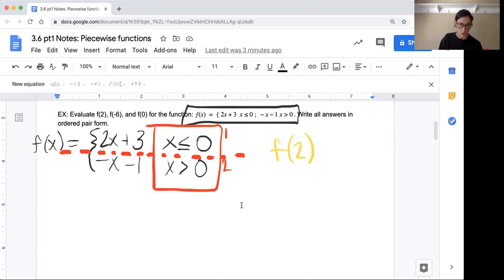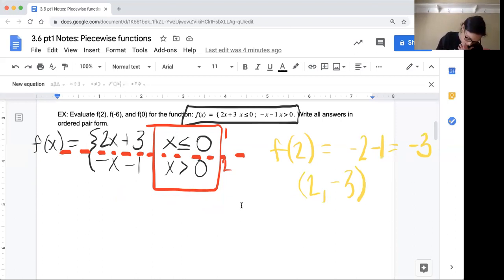So if we're thinking about f of 2, is 2 within the domain of function 1 or the domain of function 2? Well, 2 is greater than 0. So 2 is going to be in the domain of function 2. So that means that f of 2 is going to equal negative 2 minus 1, because again, it's falling within the domain of function 2. And so I'm going to plug in 2 for x. And when I plug in 2 for x, I get negative 2 minus 1, which is equal to negative 3. And then the final step, since we're asked to write answers in ordered pair form, is that I know my x value, which I plugged in for x, is 2. And my y value, which I just solved for, is negative 3. So that is the answer to number 1.